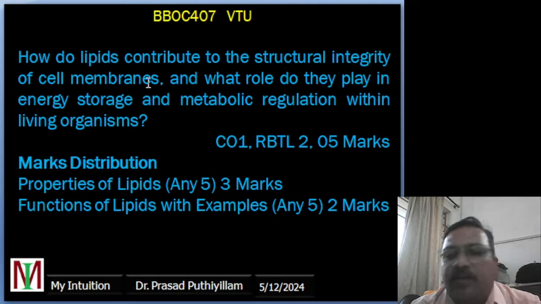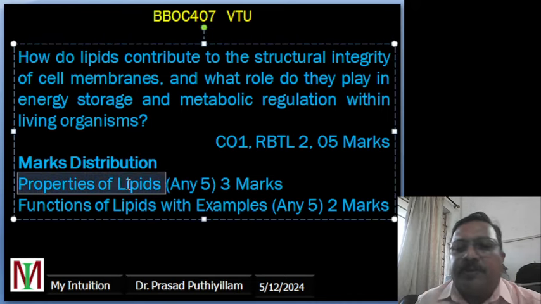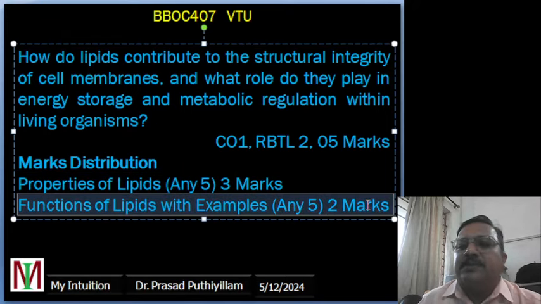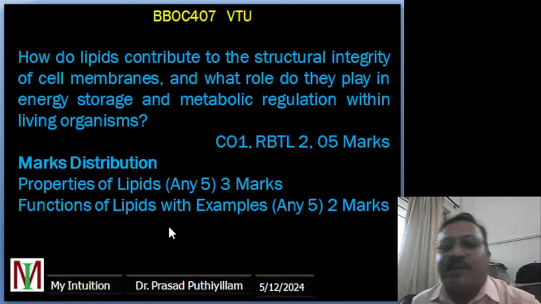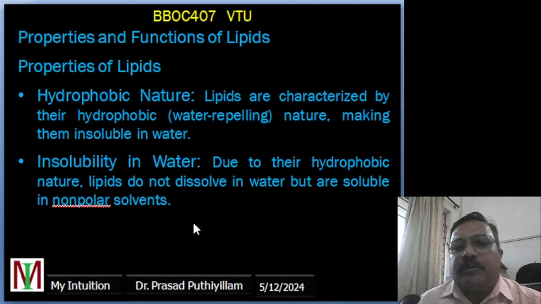It is connected to course outcome 1 with a level of 2, and I am giving only 5 marks. You only need to mention properties and applications, and most of the things come under properties. So the maximum marks, 3, are given to properties, and functions are a continuation. If a property is there, then that particular property is for a particular function. Okay, so we'll move on to the properties of lipids.